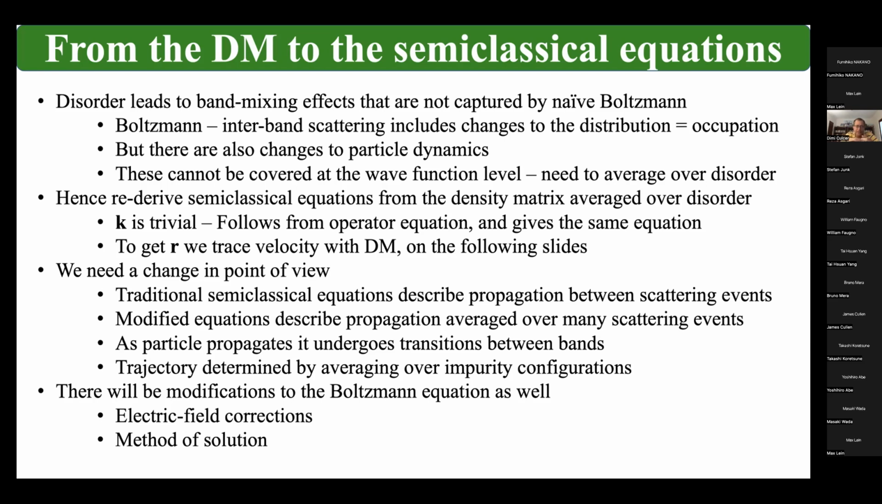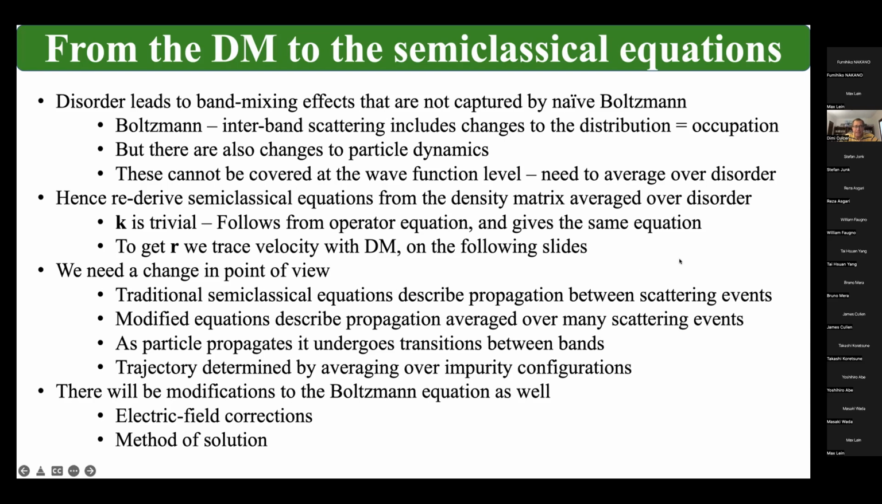Now, all the complication is in getting R dot. To get R dot, we want to take the density matrix and trace the velocity with the density matrix. But if we want to recover the semi-classical dynamics, we're not going to do it in exactly the same way as before, because there's nothing new there. I'll explain that in a minute. Obviously, we're going to talk about disorder averaging, so we need to change our point of view somewhat.